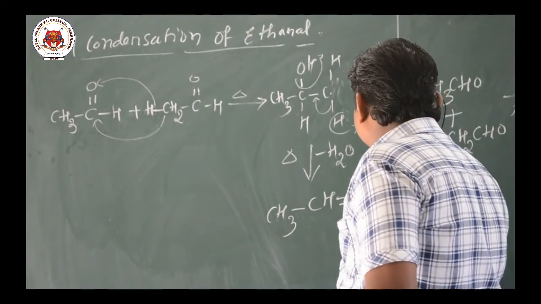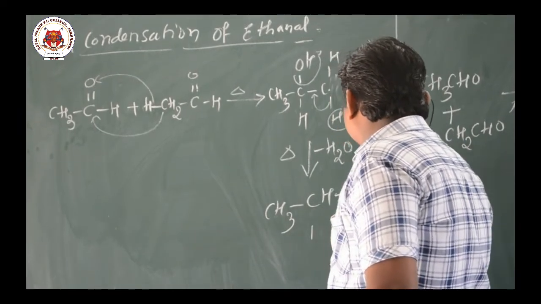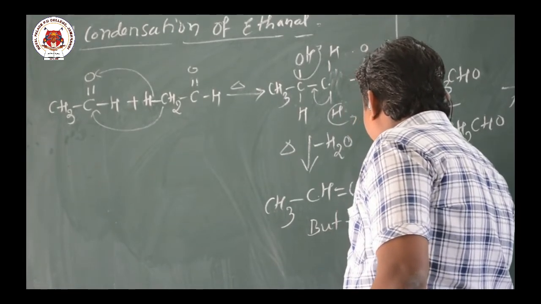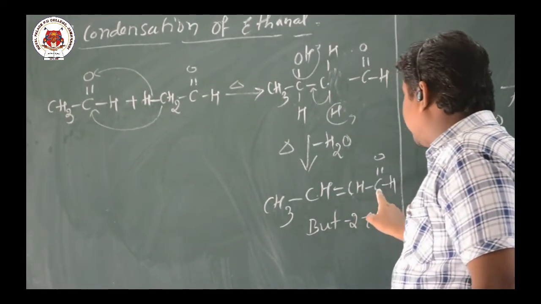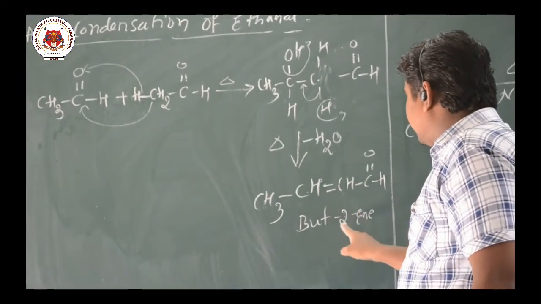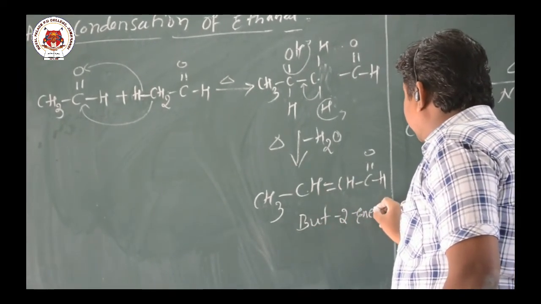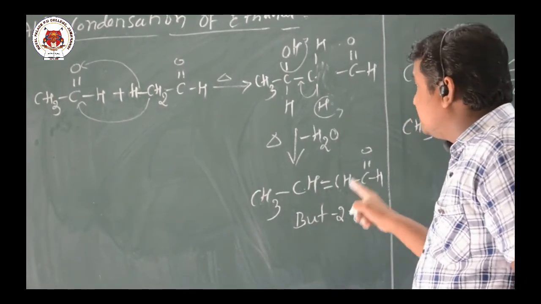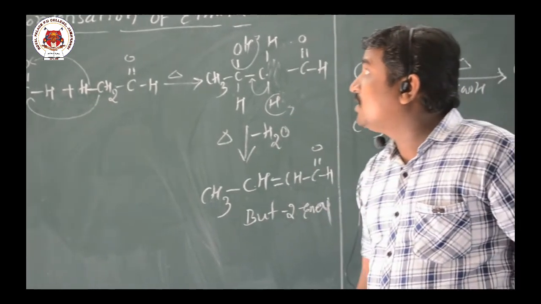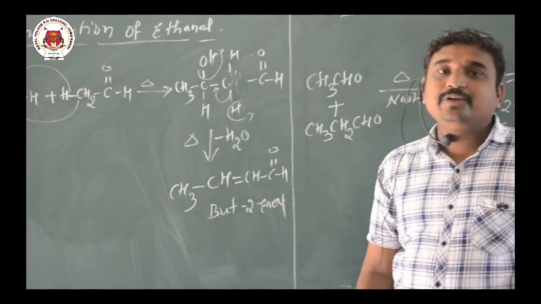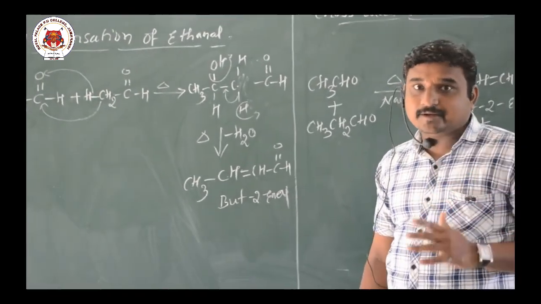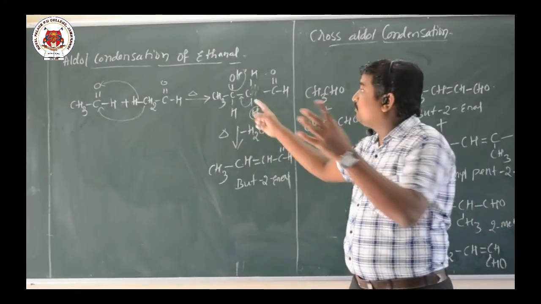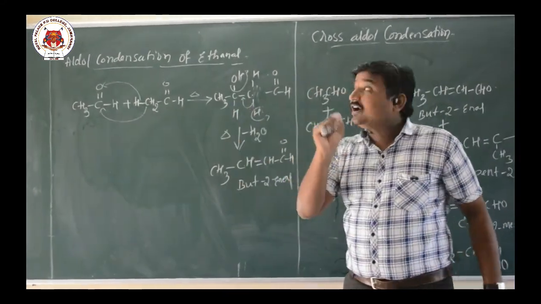The name of the product is but-2-en-al: 1, 2, 3, 4, you have to number from this side only, and at the second position we have a double bond, hence I have written but 2 enal, because of the presence of the aldehyde. So the name of the product is but 2 enal. So this is an example of the aldol condensation of ethanal. Similarly you can use aldol condensation of propanal, but you have to use the same type of aldehydes or ketone for the condensation. So that is called aldol condensation reaction.